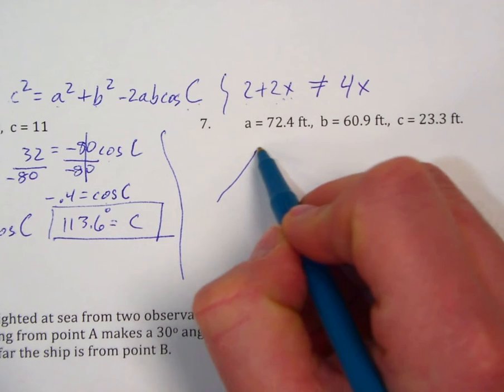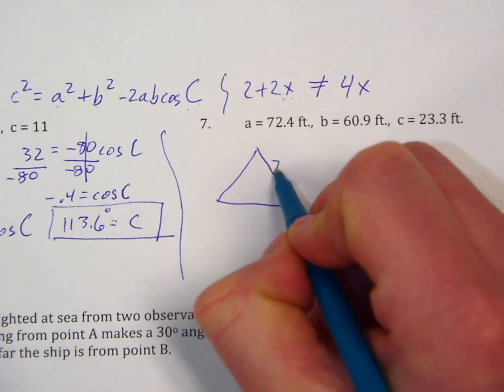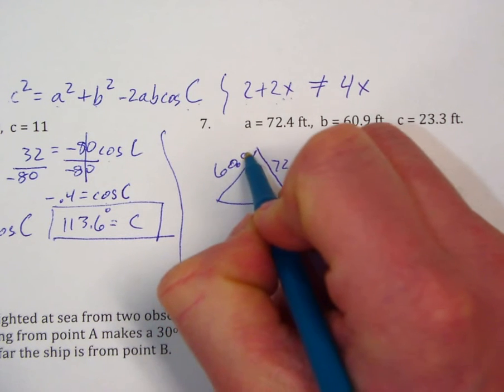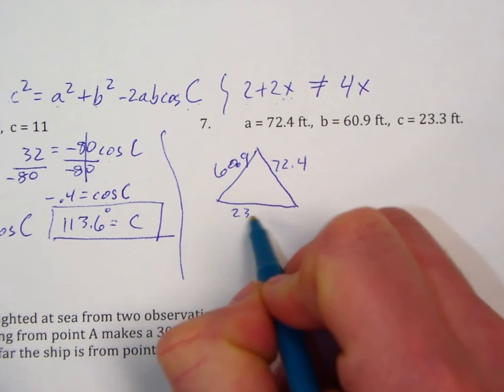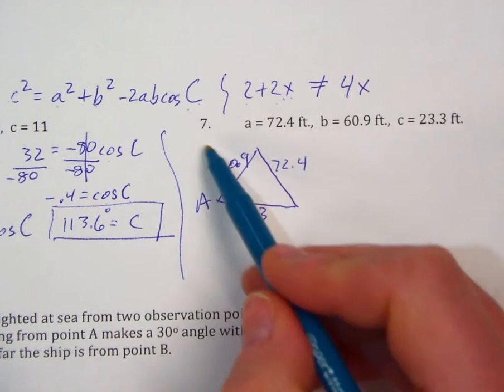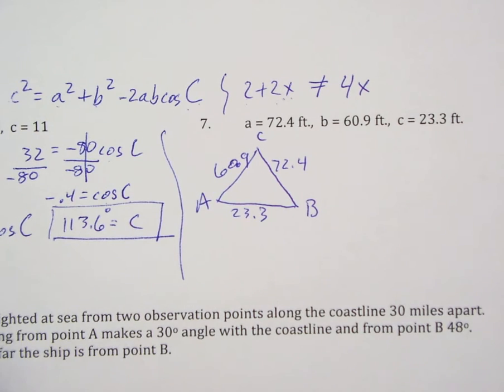So I'll draw the triangle here. Like I said, I don't know if it's accurate. We'll call one side 72.4. We'll call one 60.9. We'll call the other one 23.3. If our pictures are different, no big deal. This will be angle A. This will be angle B. This will be angle C, like that.